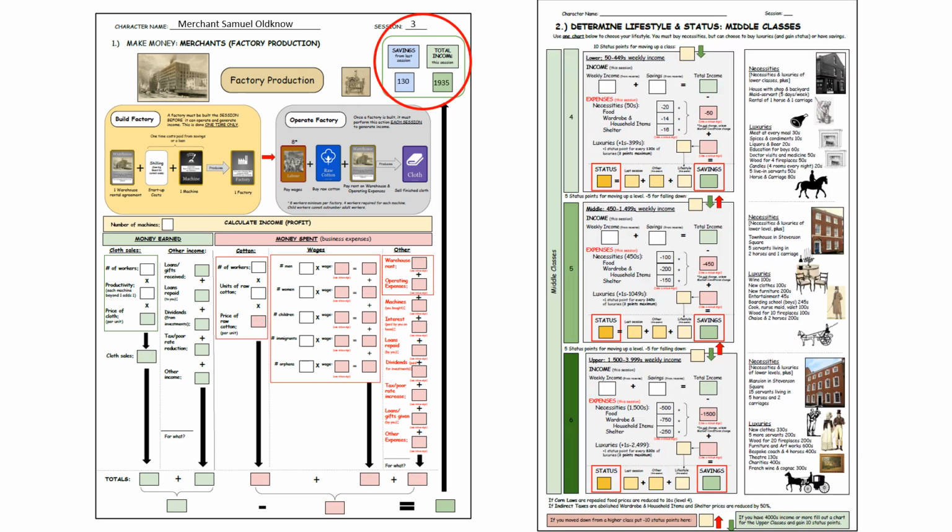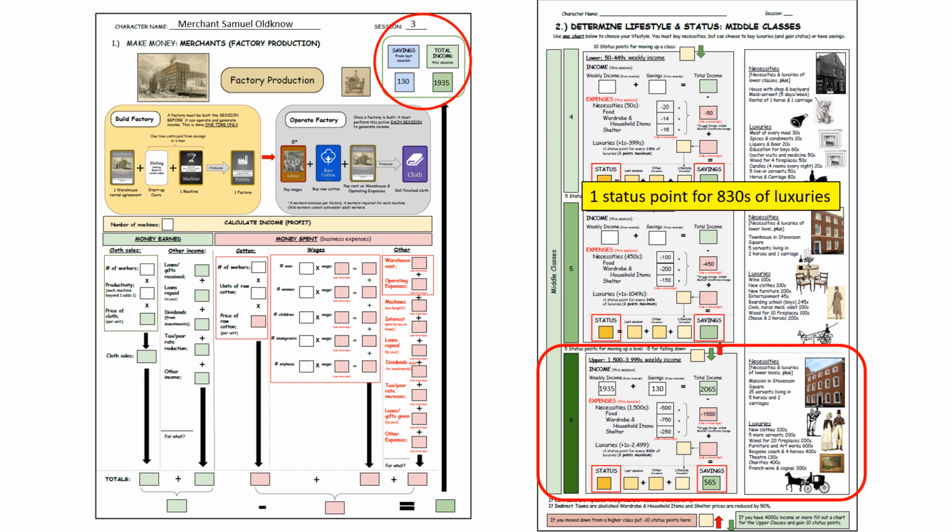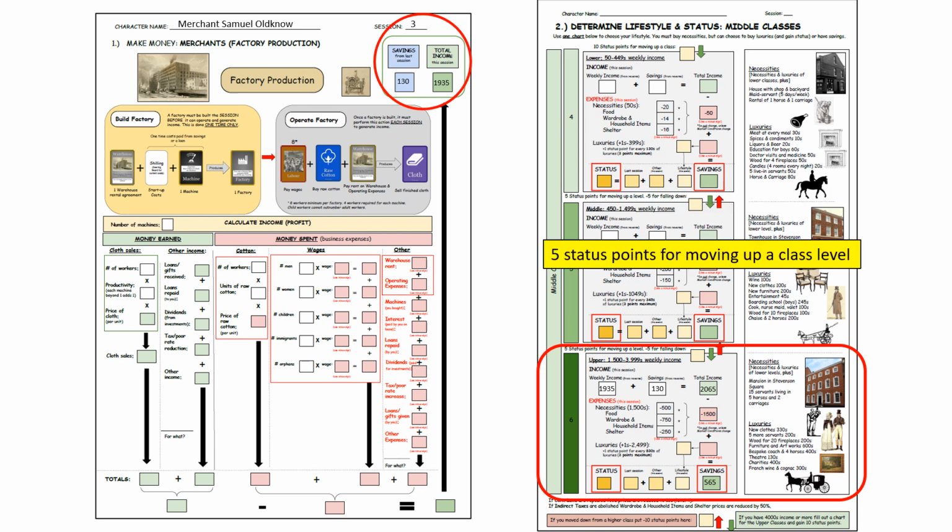Now we have to see what that does to his lifestyle. And one of the first things you can see is that he automatically moves into the upper middle classes. So by opening a factory, this merchant has jumped up a class and moved from the middle classes to the upper middle classes. He has an income of over 2,000 shillings, but now he has to pay quite a bit more in necessities, because to live like an upper middle class person, you have to buy better clothes and have more servants and nicer food. He ends up with a savings, even though he has to spend more on necessities, but he can't buy any luxuries at this point. He would need 830 shillings of luxuries to get a status point. However, by moving up a class, he did earn 5 status points, which he puts in the yellow box there and in the yellow box for lifestyle.